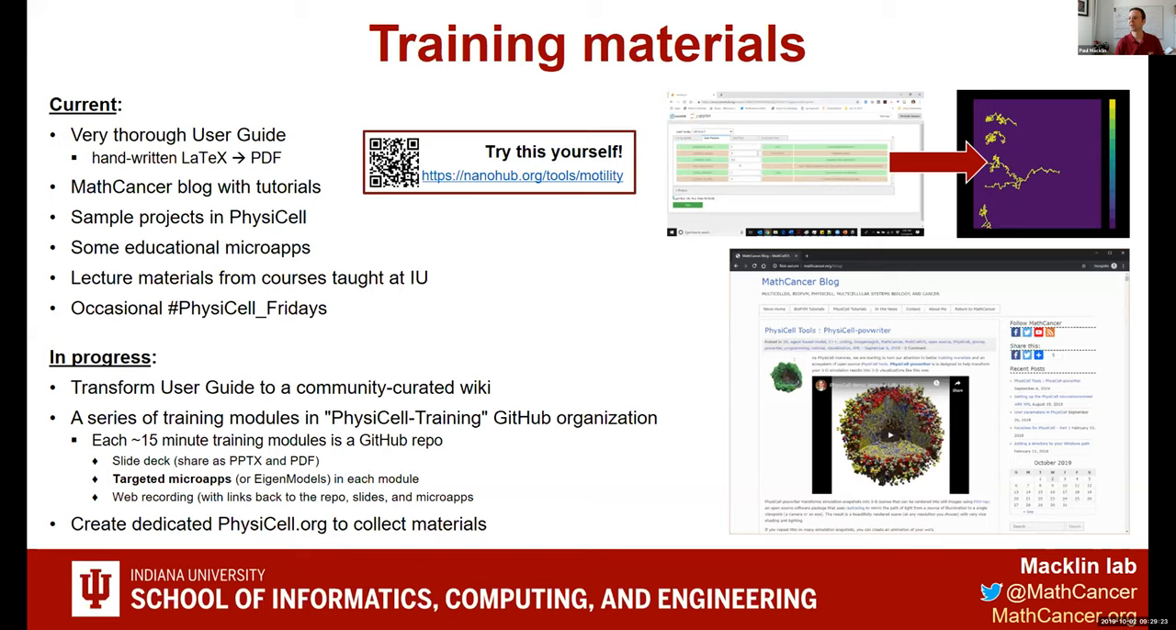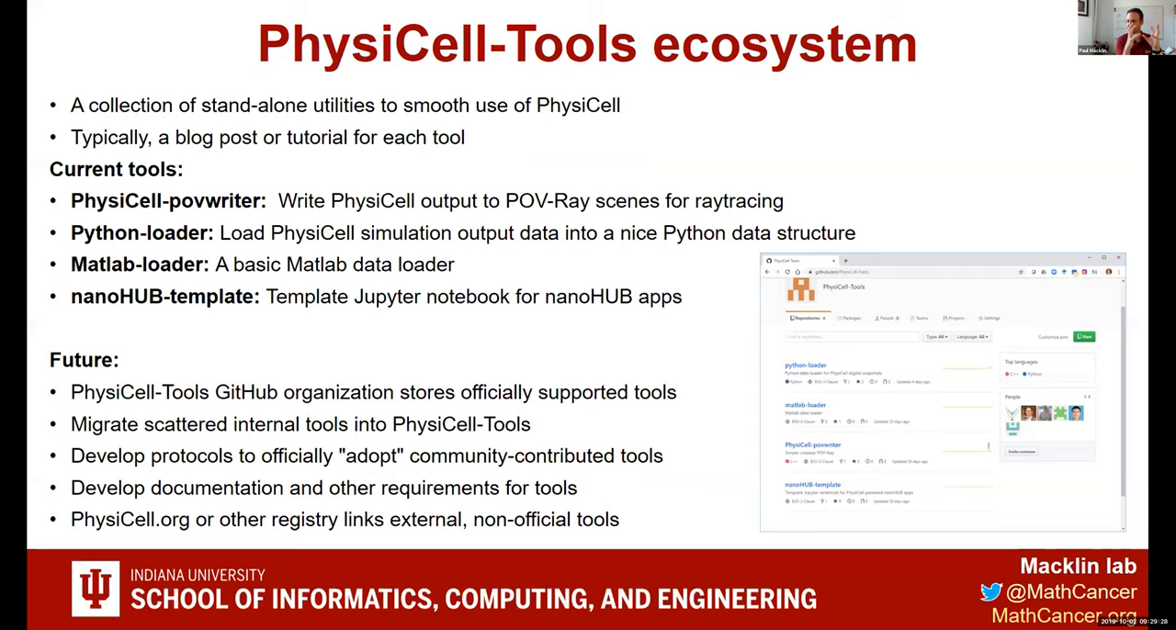We want to make a tools ecosystem because it's not enough to have just the core framework. You need a full workflow. So we have just now started, we made a GitHub organization and collected repos across our lab in one place. For example, Python data loading, and a utility that can help you convert your simulation outputs to POV-Ray files for 3D ray tracing and pretty visualization. We hope down the road to figure out how the community can contribute to these officially sanctioned tools that really improve the usability of the model. So you don't just run the models, but you actually do something useful with them.